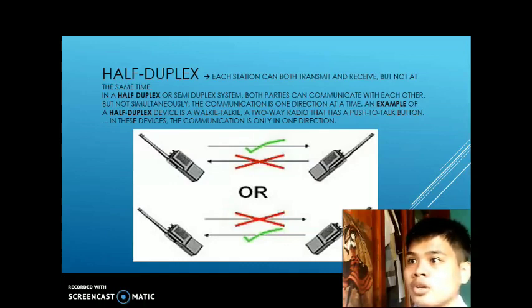An example of half-duplex devices is the walkie-talkie, a two-way radio that has a push-to-talk button. The communication is only one direction. So, this is it, the walkie-talkie.